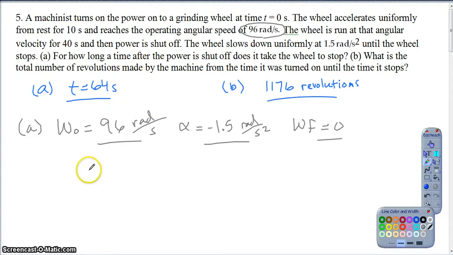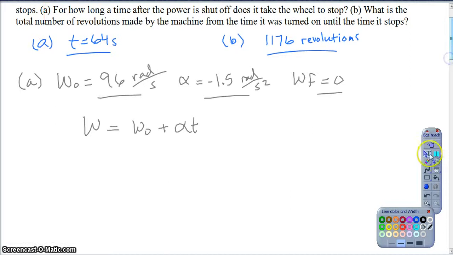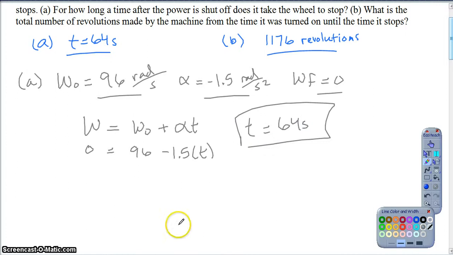So if I'm doing that, I'm probably just going to use my final angular velocity equals my initial plus alpha times t, or WOTAT if you prefer, right? But anyway, I've got those measurements to plug in. So 0 equals 96 minus 1.5 t, and then again solving for t. So that's where I just add this over to the other side, divide by 1.5, and I get 64 seconds. So it takes 64 seconds for this machine to slow down from that highest velocity until it reaches rest.